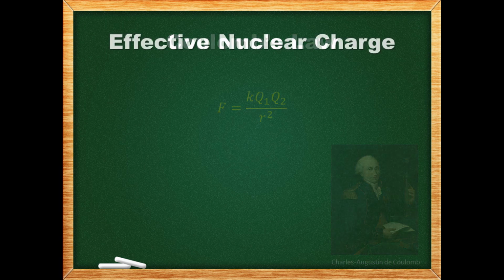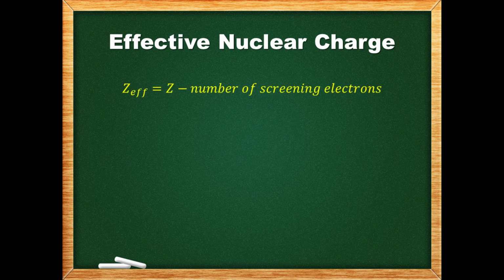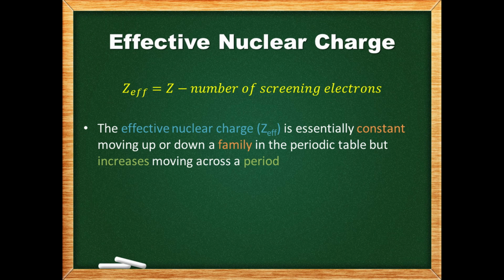We can use this law to explain most of the atomic and ionic trends in the periodic table. The valence electrons have the greatest R value and are screened most effectively from the charge on the nucleus. The reduced charge experienced by the valence electrons is sometimes referred to as Zeff, or the effective nuclear charge. Zeff equals Z, the atomic number, which is effectively the number of protons, minus the number of screening electrons. The screening electrons are all those found in energy levels below that of the valence shell. This equation indicates that the effective nuclear charge is essentially constant moving up or down a family in the periodic table. However, it definitely increases moving across a period.